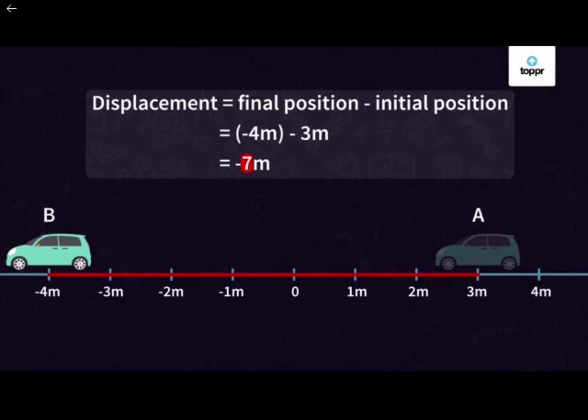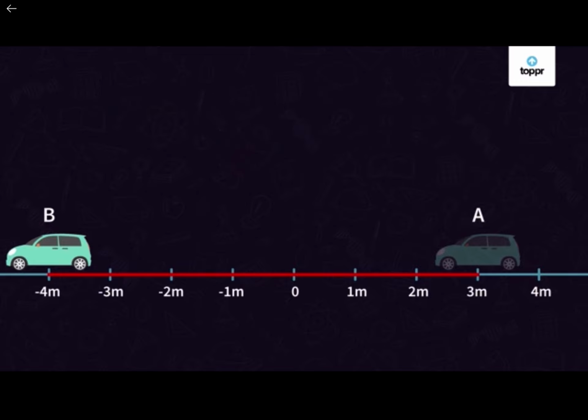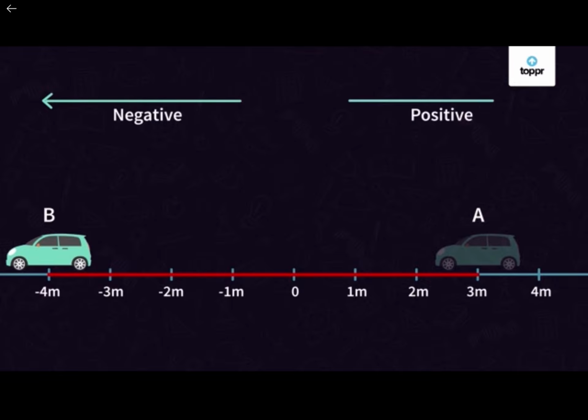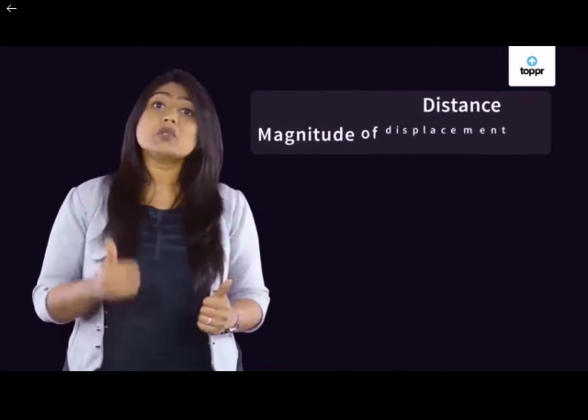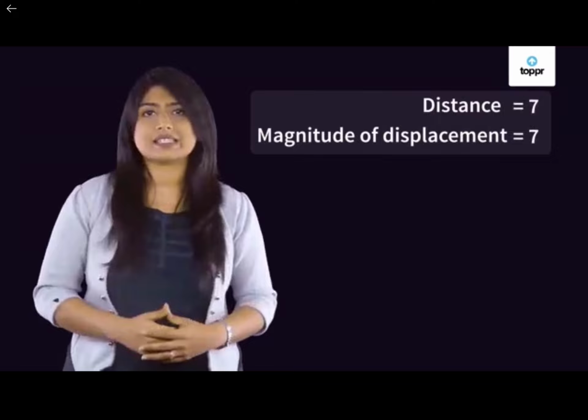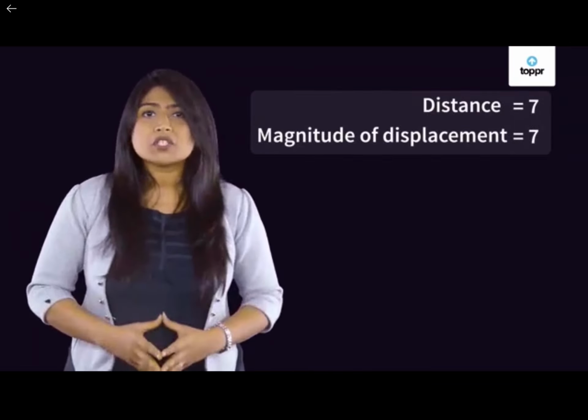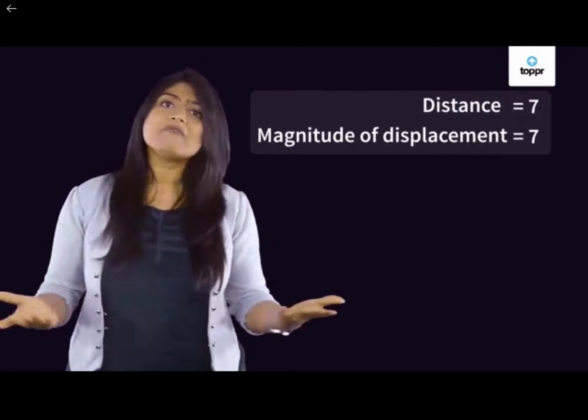So the 7 represents magnitude of displacement and the minus sign represents the direction of displacement, which is the left in this case. In straight line motion, the negative value of displacement shows that the final position is on the left of the initial position, while the positive value of displacement shows that the final position is on the right of the initial position. An interesting observation is that the distance and the magnitude of displacement are equal in this case. This is because the path of motion is a straight line joining the initial and final position.